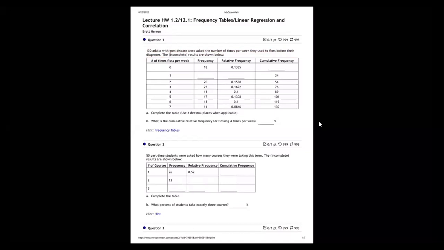All right, so let's make sure this data table is making good sense for you. So 0 times per week, 18. 18 frequency is how many people? Let me write that for you. How many people? So that means 18 people were flossing no times per week. That making sense so far? 18 people were not flossing at all before they were told they had the problem.